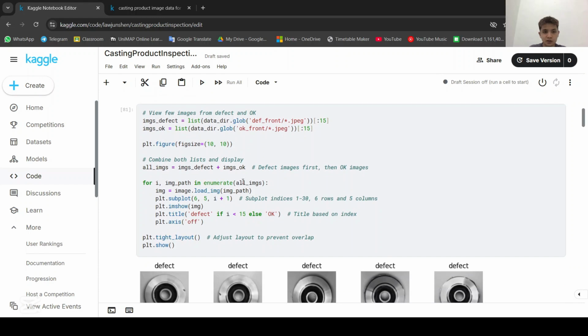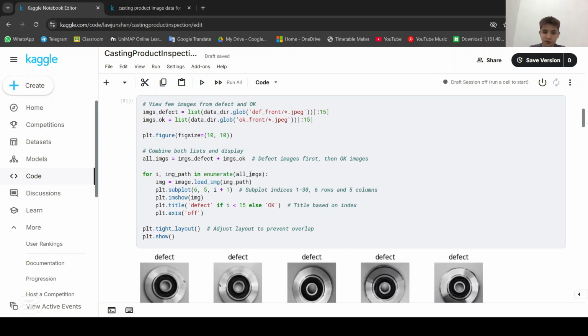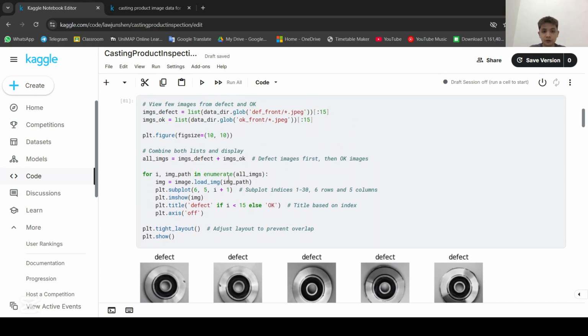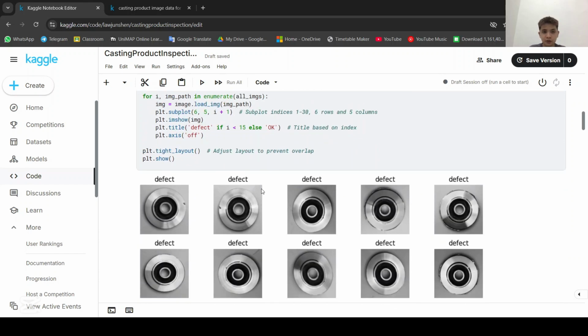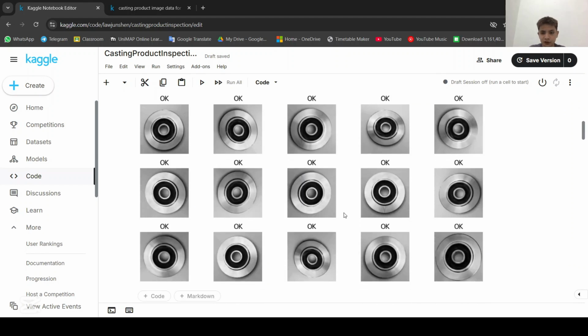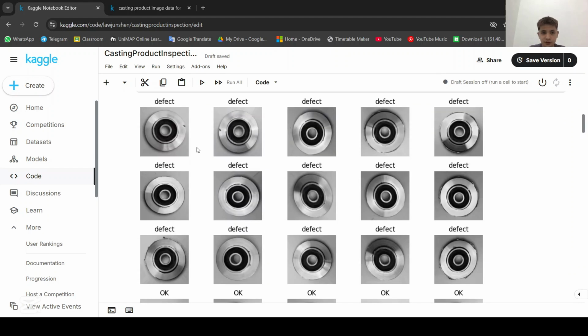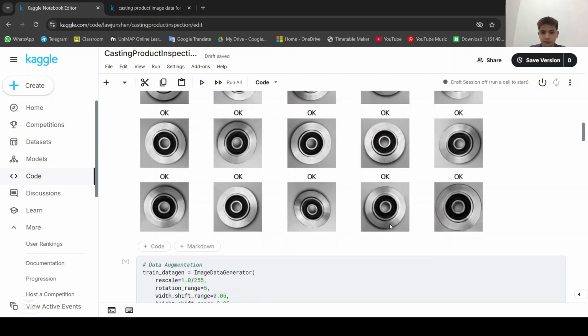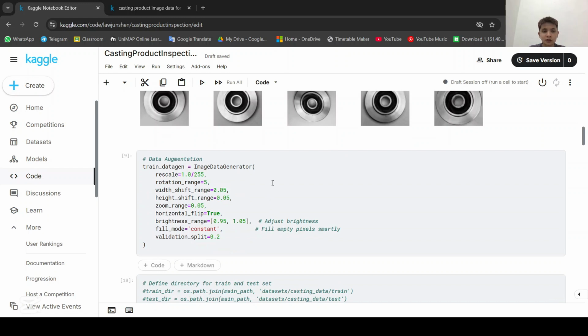Next, before we do any augmentation, we visualize a few of the current data for defect and also okay. So we can clearly see the difference. For defect, we can see some distortion on the product. For okay, it is pretty good. The next part is about data augmentation.